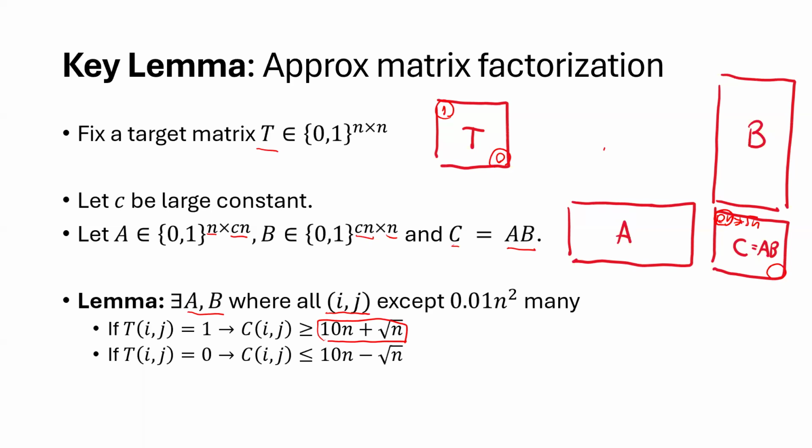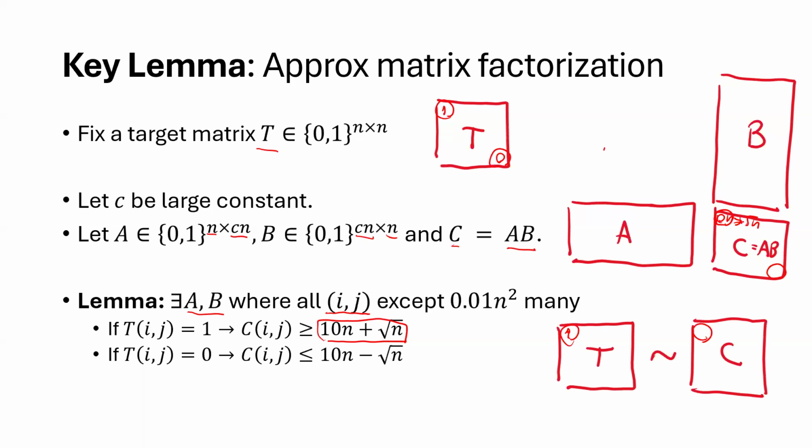So there is a gap here of root n between the two. This is kind of where the gap amplification is happening. So I can build A and B such that its product is similar to T in this sense. If any entry in T is big, this guy is big. If this is small, like 0, then this is small. But this is true only on all points except 1%.